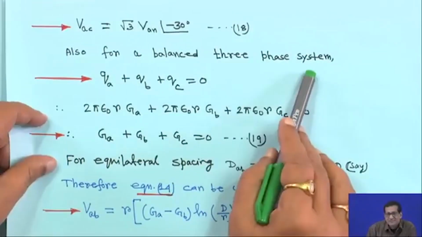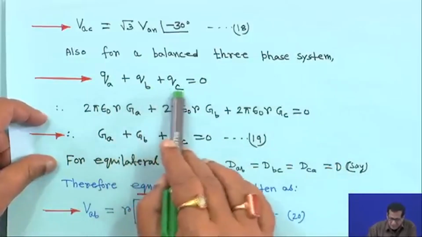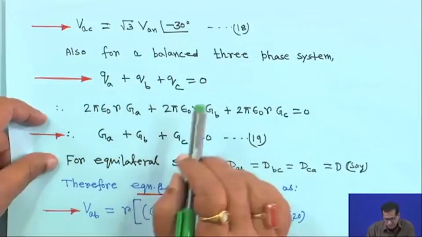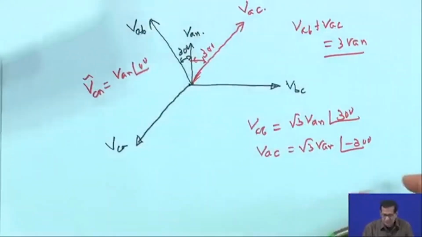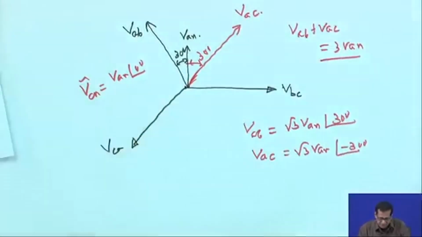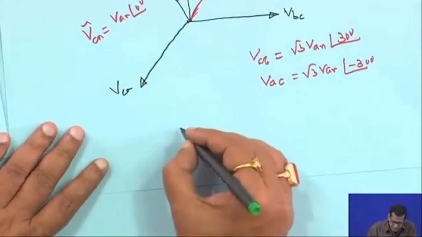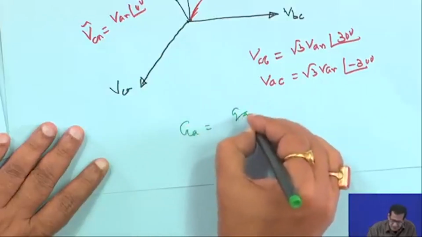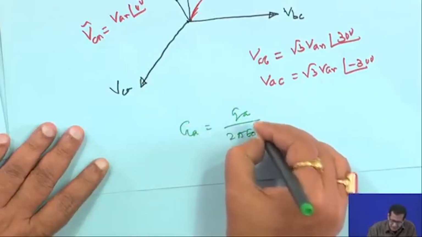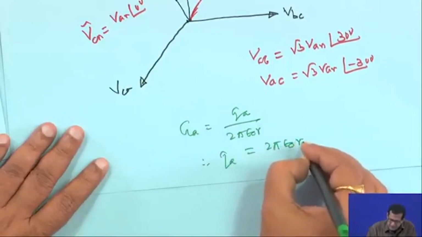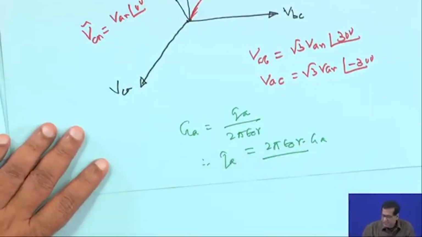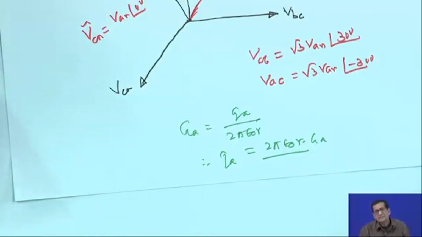Also, for a balanced three phase system, QA plus QB plus QC is equal to 0, this is known to you, right. Here we know that GA is equal to QA upon 2 pi epsilon 0 R, that means QA is equal to 2 pi epsilon 0 R into GA. Similarly, QB is 2 pi epsilon 0 R into GB, and QC will be 2 pi epsilon 0 R into GC, right.